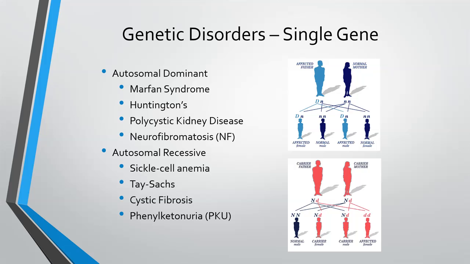And then PKU, or phenylketonuria, is a metabolic disorder. It's an elevated level of the essential amino acid phenylalanine. It's caused by a deficiency of an enzyme in the liver that normally converts phenylalanine to tyrosine. And when that's missing, it can't be broken down. It can lead to brain damage, which leads to mental retardation and seizures.